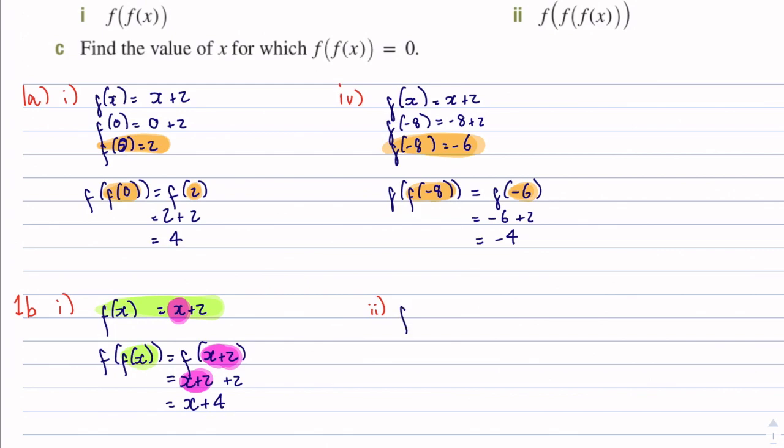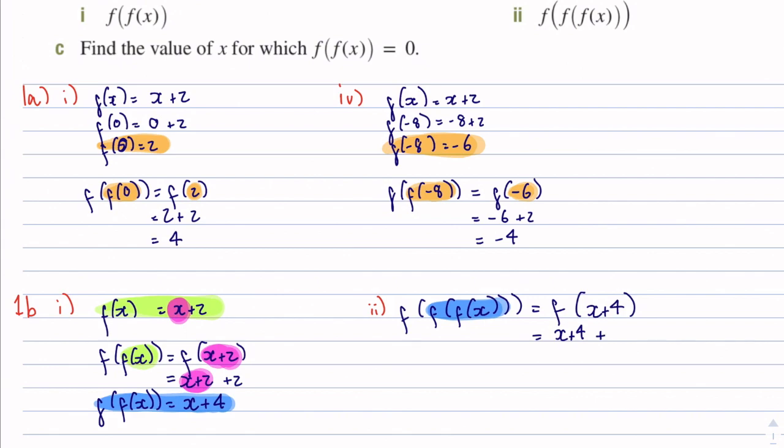And if I had f of f of f of x, so this was f of x, and I'm going to colour that blue. Well, I know this means that that's f of, x came out as x plus 4. So what I'm doing is I'm going to chuck x plus 4 in instead of x. So I've got x plus 4 plus 2, which gives me x plus 6.